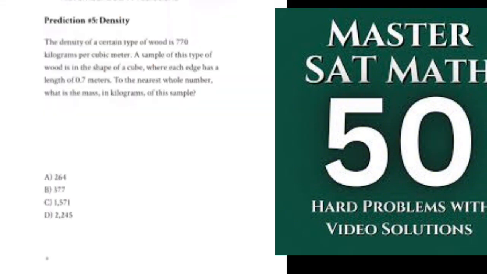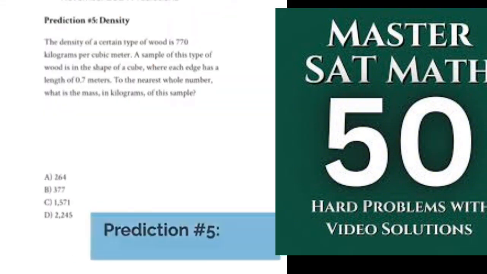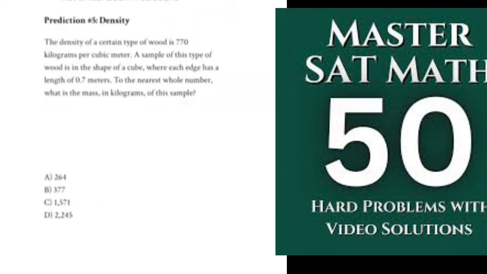All right, my fifth prediction is that you need to use the density formula. The density formula is pretty simple, but if you don't use it, you lose it. So the minute you see the word density in an SAT math problem, I want you to write down the formula D equals M over V, which is basically density equals mass over volume. Then what you're going to do is simple substitution. They said the density is 770, so that will go in for the D. They said, what is the mass? So that means you don't know the M, and we can get the volume because they said the length of the edge of the cube is 0.7 meters. So when you do 0.7 cubed, you get 0.343. So that'll go on the bottom. And then when you cross multiply, you end up getting M equals 264.